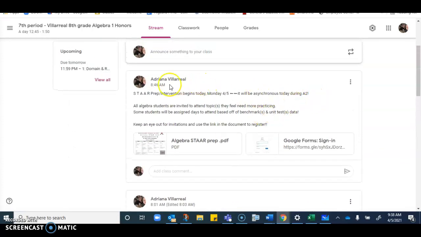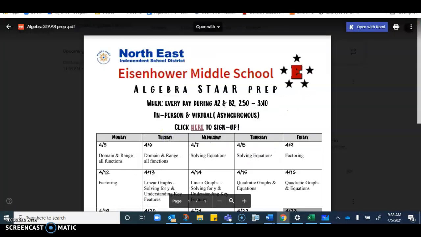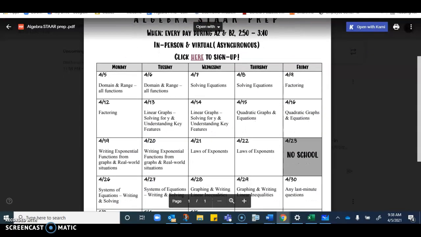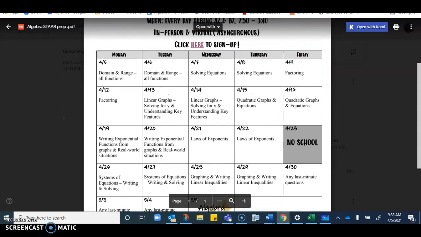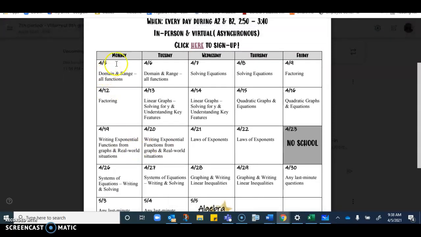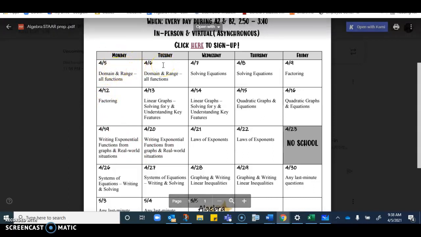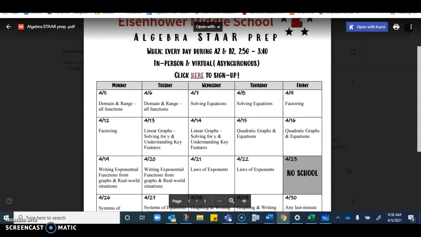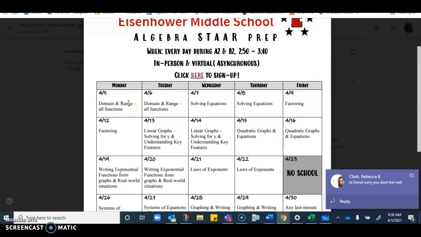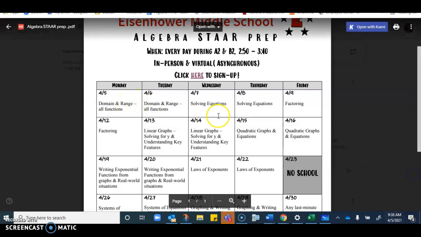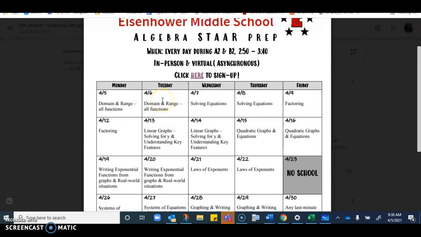And the second thing is a STAR prep / intervention that begins today and the rest of April all the way through the STAR test. If you click on that PDF, there's a calendar of topics per date. So if you look for today and tomorrow, because it's an A day, B day, during your A2 and B2, we're going to talk about domain and range of all functions.